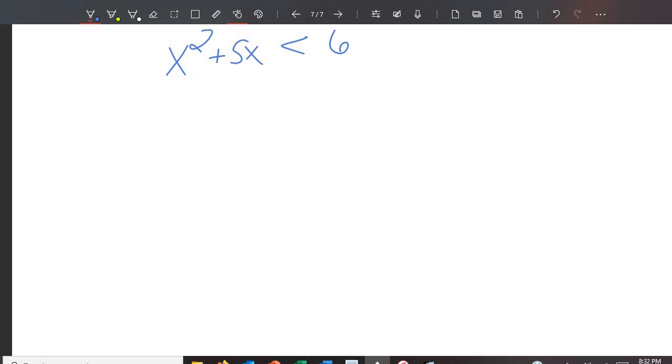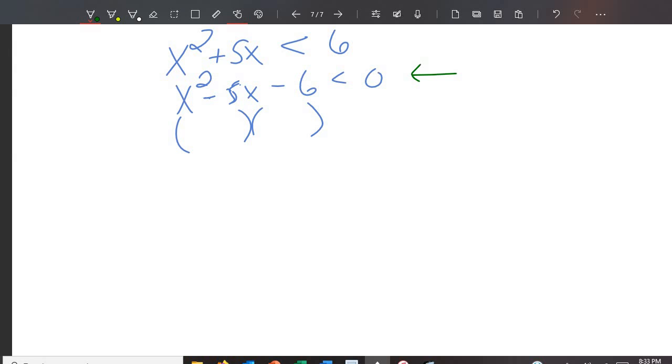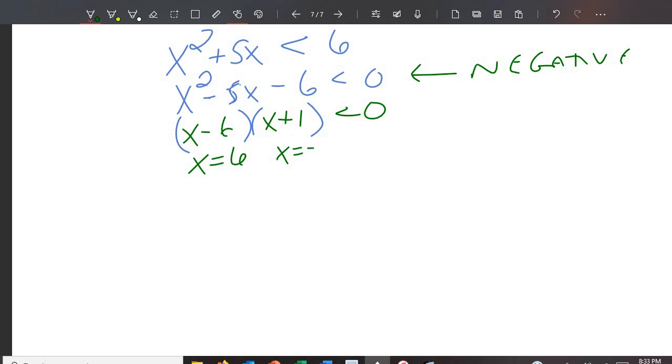So just like before when we were doing these things, the quadratics have to have a 0 on the right side. So we've got to move the 6 over, change the sign. Then we're going to factor it. Now, pay attention. We're looking for a negative number this time. When I plug in my test values, I want my answer to be a negative at the end. If it's not a negative, cross that region out. When we factor this, we'll get x minus 6, x plus 1, less than 0. That means x will be positive 6, x will be negative 1.